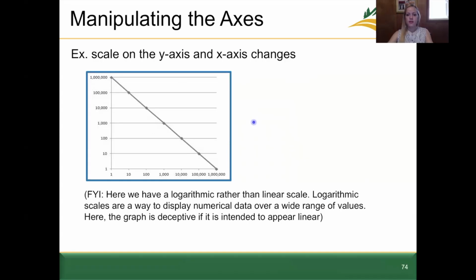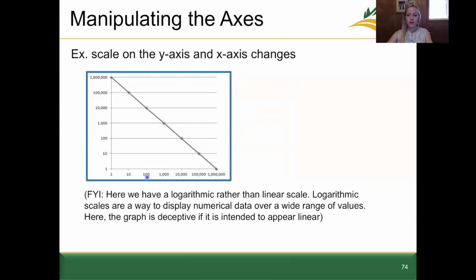Here's another example of manipulating the axes. So here for both the y-axis and the x-axis, again, this is the y-axis, this is the x-axis. We have a scale that goes from 1 to 10 to 100 to 1000, and again, the same on the x-axis. This is an FYI, this is called a logarithmic scale.